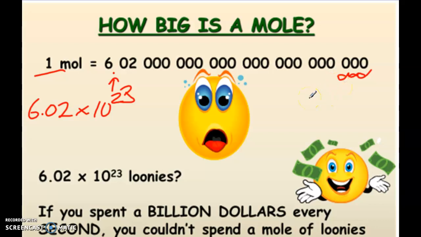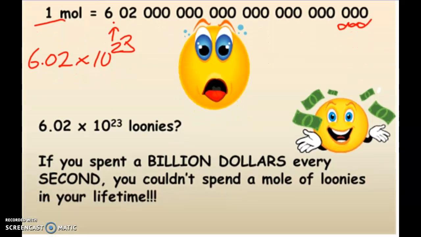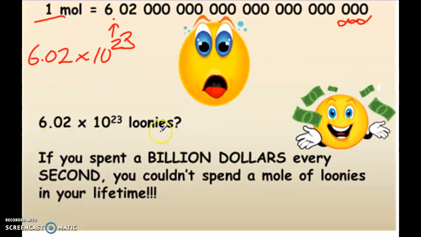So just to give you an idea of how big this number is, not just on paper, but to think about the sheer amount. Let's say we had 1 mole worth of money, a mole worth of loonies, right? So 1 mole times $1, a loonie. So the average person lives about, let's say, 80 years, 75 to 80 years.